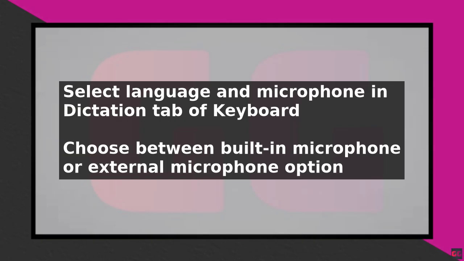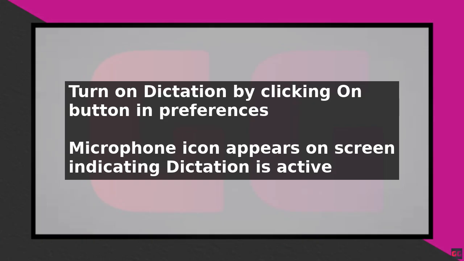To start dictating, click on the microphone icon or press the FN key twice. Then start speaking. Your spoken words will be converted to text and inserted into the current text field or document. You can dictate text into any text field, including emails, documents, and chat windows. You can also use dictation to edit text by speaking commands such as delete, select all, and undo.